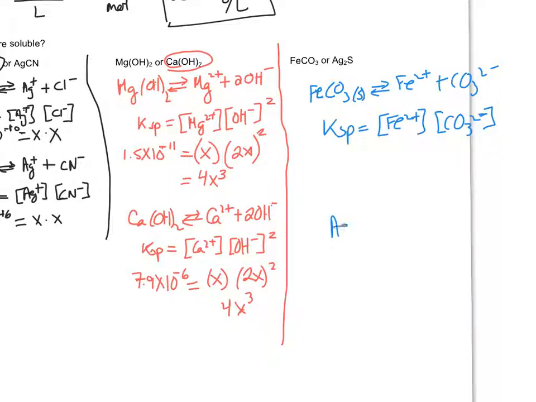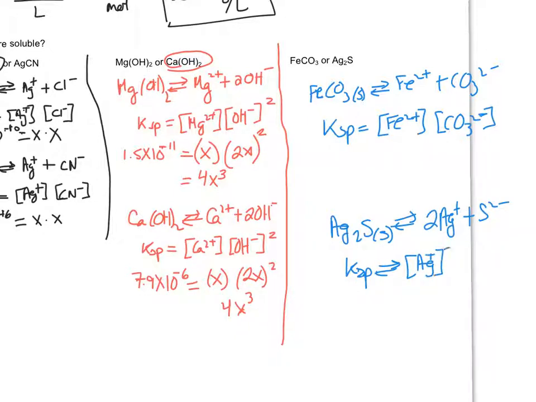The next one is Ag2S. That dissociates into 2Ag+ and S2-. My KSP expression is going to be the concentration of the Ag+ squared times the concentration of the S2-. So, if you wanted to find what the concentration of the FeCO3 or the Ag2S would be in a saturated solution, you would say, well, let's set that equal to X, and you'd look up your KSP.